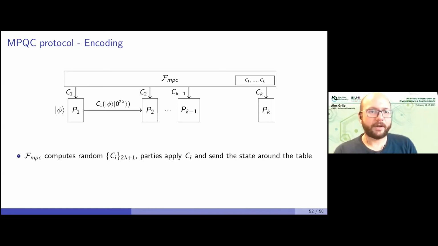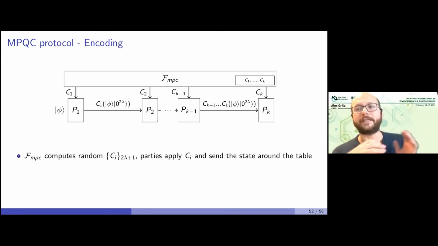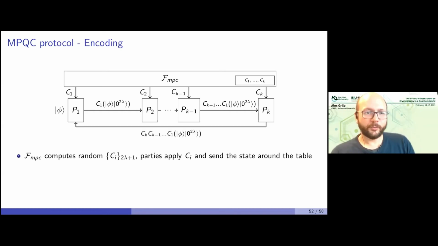For example, P1 will send the state C1 applied to phi and appended ancillaries to P2, and so on, up to P_{k-1}, who applies C_{k-1} to the state that she received and sends it to P_k, who will then send the state back to P1, applying her unitary operation C_k.